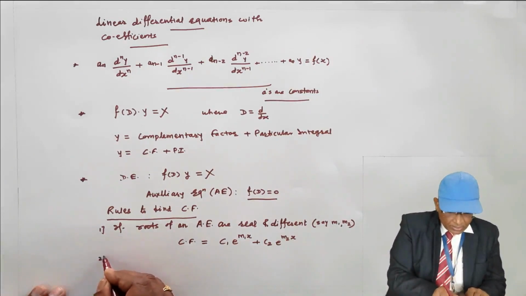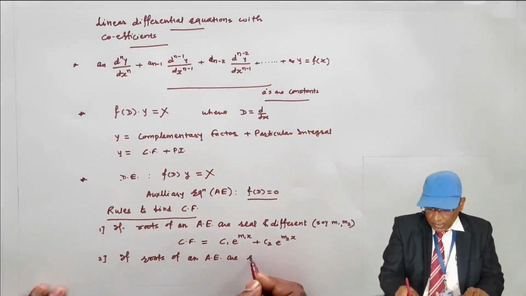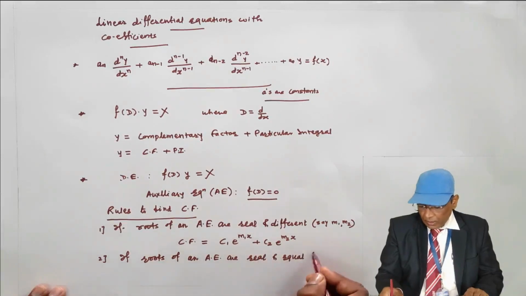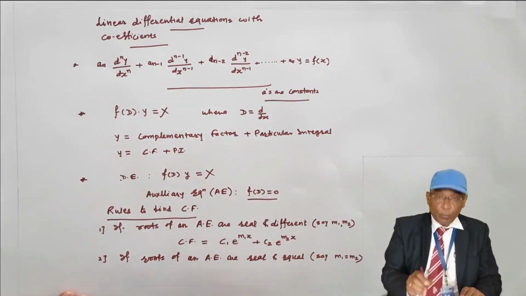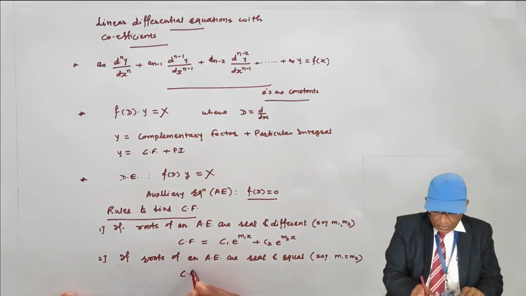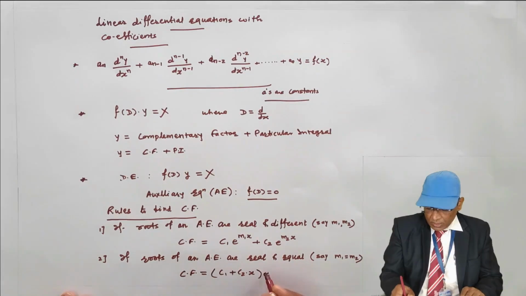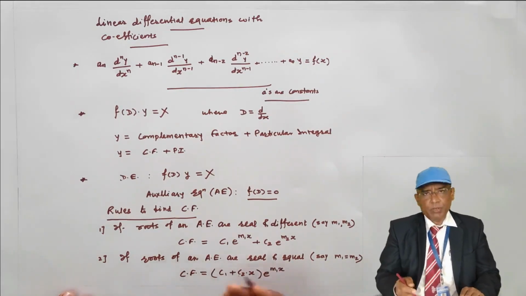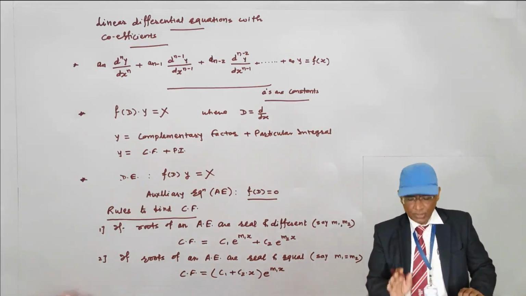Second case, if the roots of an auxiliary equation are real and equal, say m1 and m2 are the roots of an auxiliary equation and they are the same. So how do we write the complementary factor? The complementary factor is equal to (c1 plus c2 x) e to the power m1 x or e to the power m2 x, because m1 and m2 are the same. Either you write m1 or m2, while writing the formula it is okay.